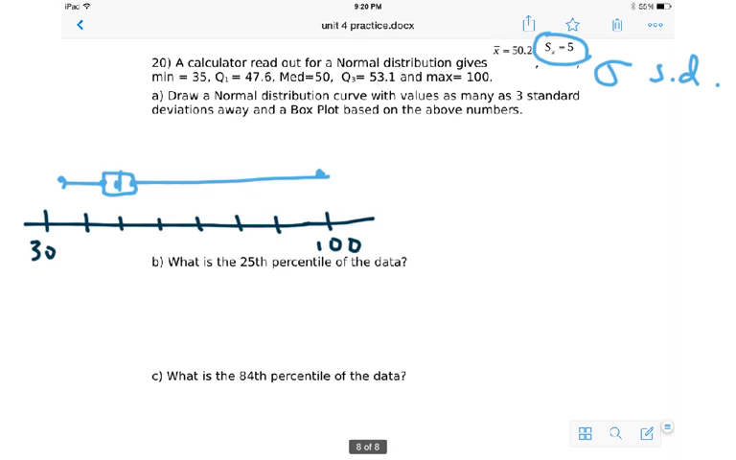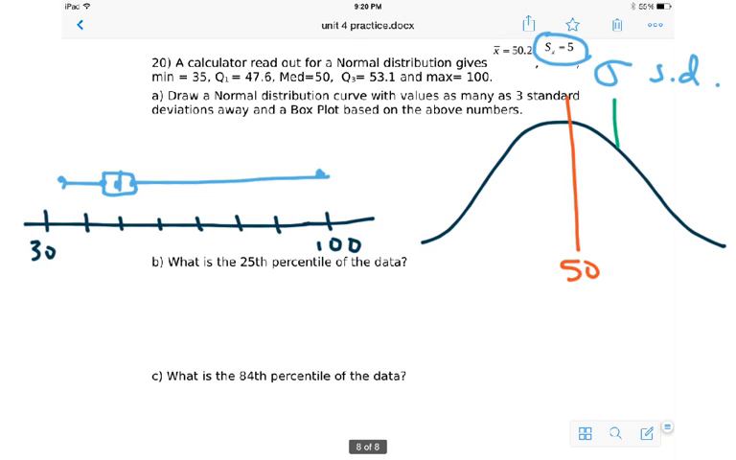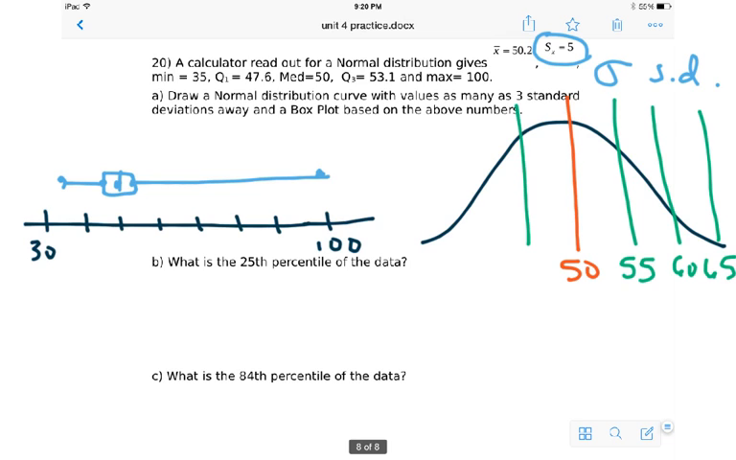For the normal distribution curve, there's my curve. My mean here is at 50, and if the standard deviation is 5, then the standard deviations away from the mean are going to be at 55, 60, and 65. And on the other side, it's going to be at 45.